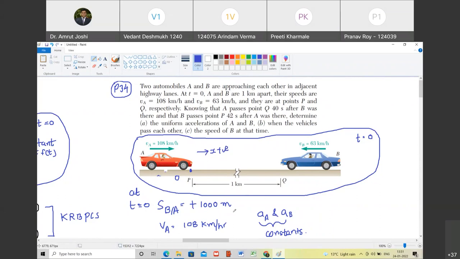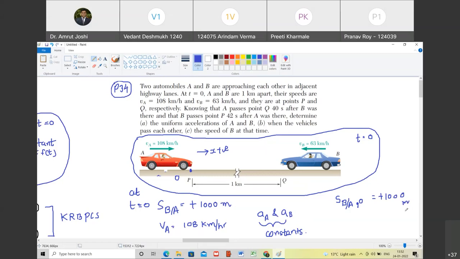So the position of car B is at Q at time t equal to 0, which is on the right hand side of P, which is the origin, and right hand side is the positive x-axis. So therefore it is plus 1000. Position of car B with reference to A at time t equal to 0. Are you with me? Yes. So we can also write it in this fashion. Position of car B with reference to A at time t equal to 0 is plus 1000. Are you with me? Yes. That's what this is. This is the notation that we will follow. Happy? Yes, sir.